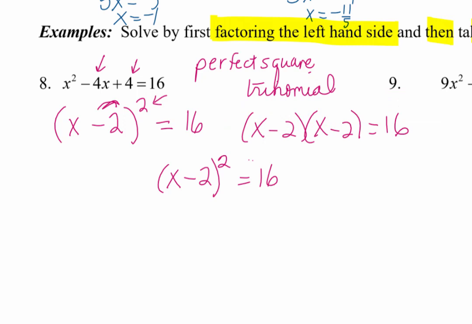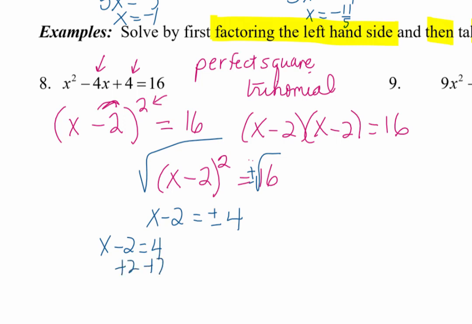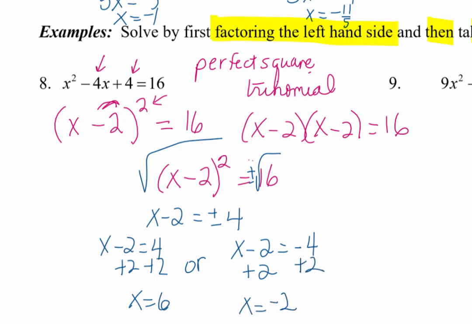So we're going to take the square root of both sides. We're going to remember the plus or minus on the right. So square root of 16 is plus or minus 4. Here we get x minus 2 equals plus or minus 4, and then we're going to split this up. X minus 2 equals positive 4. Add the 2, add the 2, x equals 6. Or x minus 2 equals negative 4. Add the 2, add the 2, x equals negative 2. So those are my two answers, negative 2 and positive 6.